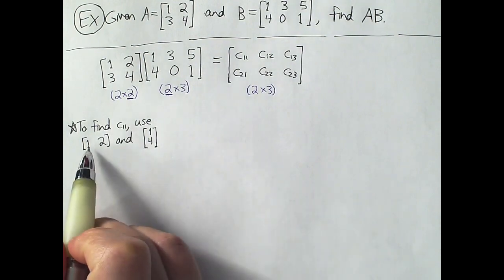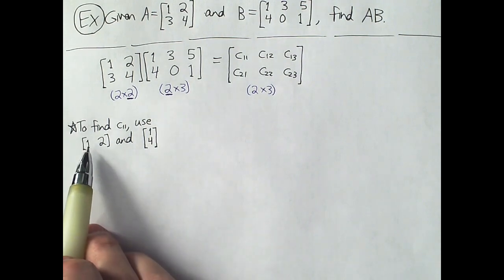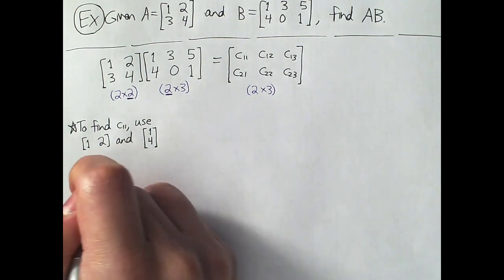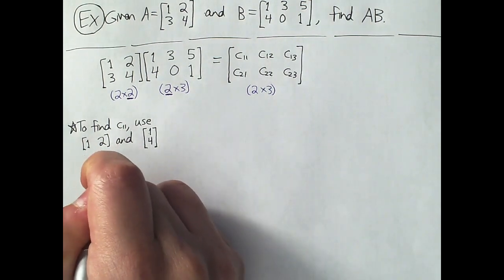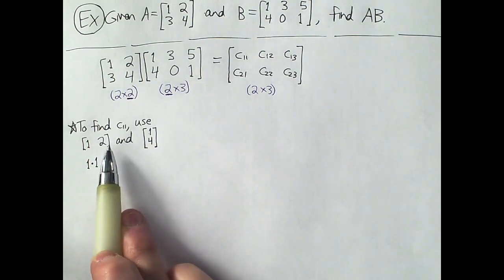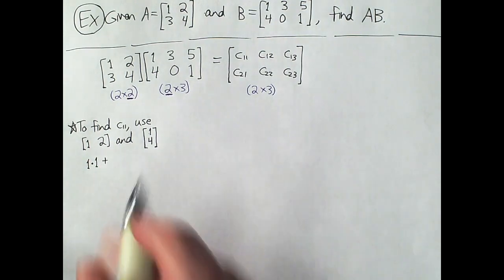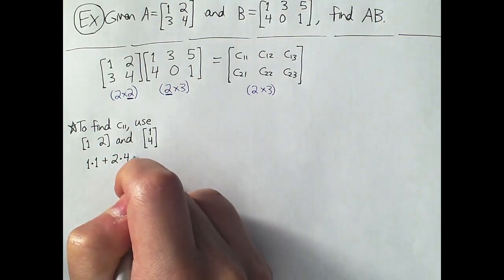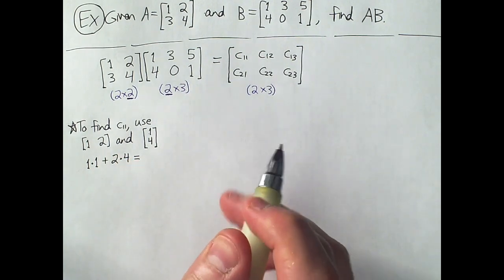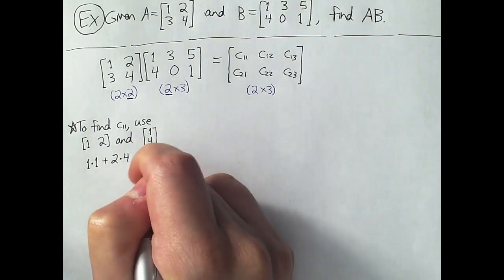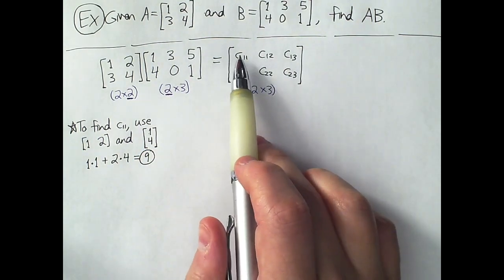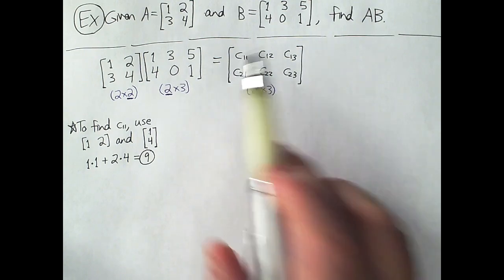you could do it by the row column rule, like as it's spelled out up above, but I'm just going to point to these numbers and show you. We take the first entry from this times the first entry from this. So 1 times 1 plus, we take the second entry from this times the second entry from this, 2 times 4. And then we see, what does this equal? Equals 9. I'm going to circle that. That's part of the answer. We just found C11. So in the end, we're going to put a 9 there.